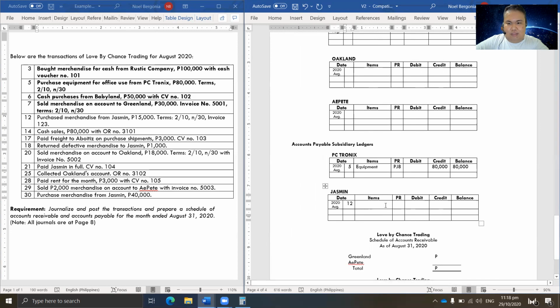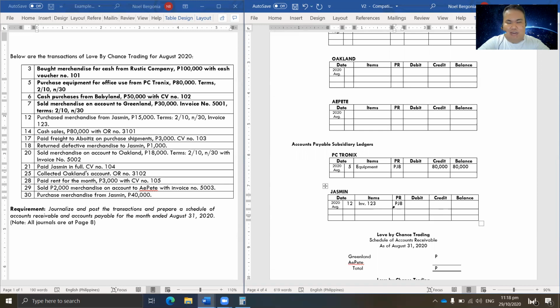Okay, tapos items, pwedeng invoice number 123. Okay, tapos 2/10 and over 30. So pwede rin namang hindi na. No? Okay. Our PR, saan ulit nanggaling yan? PJ. Di ba? Purchase Journal, page number 8.